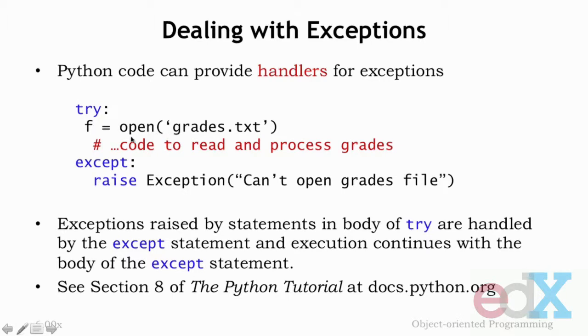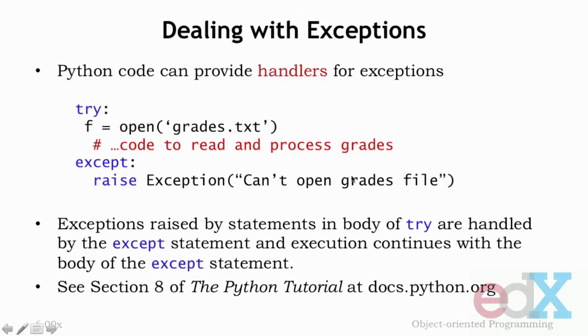So the way this works is that as I'm executing statements in the body of the try, if any one of them throws an exception, Python will look in the list of exception handlers to see if one of them will actually deal with it. In this case, I'm willing to deal with any possible exception.